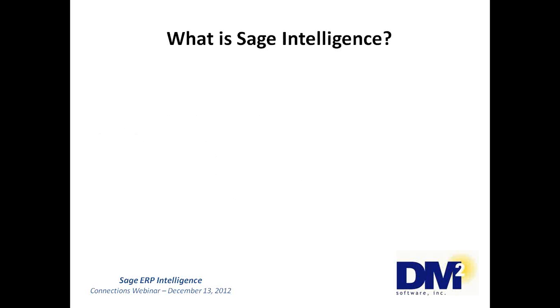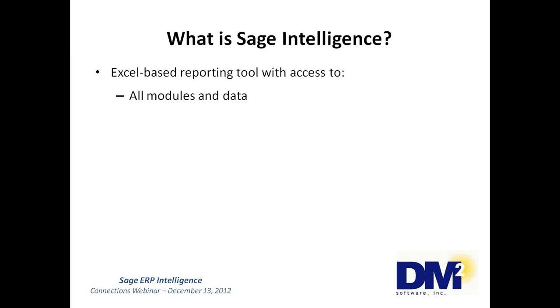So what is Sage Intelligence? It's an Excel-based reporting tool, and with that you have access to all modules and data, not just general ledger, but all modules and all the data within those modules. You also can report on multiple company databases.